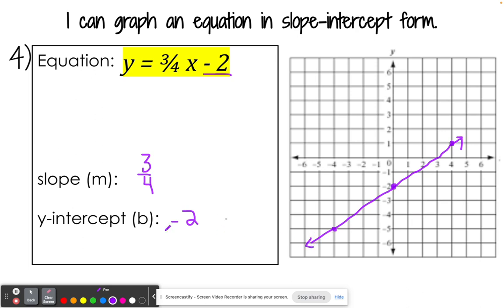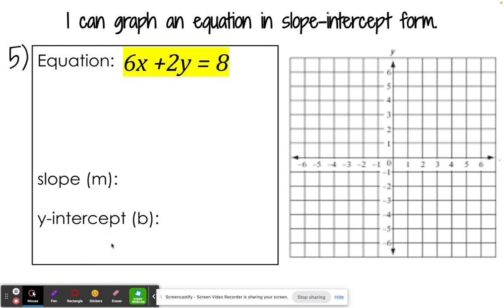Isn't that easier than making a table? Let's try another one. Oh, but I got a problem here. I do not have this in slope-intercept form. I'm going to have to put this in slope-intercept form first. So first I'm going to subtract 6x from both sides.